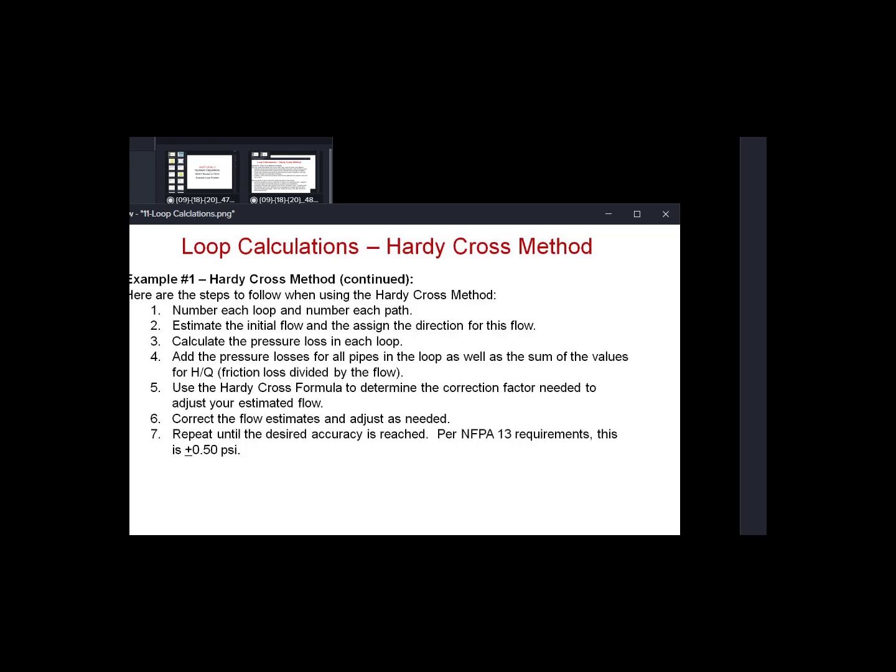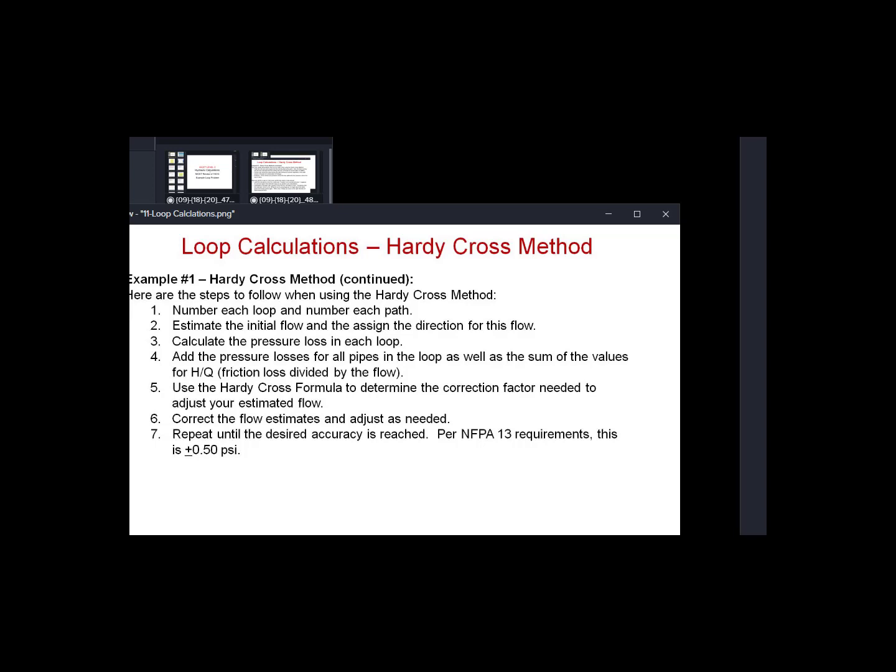Hardy Cross method continued, example number 1. Here are the steps to follow when using the Hardy Cross method. 1. Number each loop and number each path. 2. Estimate the initial flow and assign the direction for this flow, negative, positive, etc.